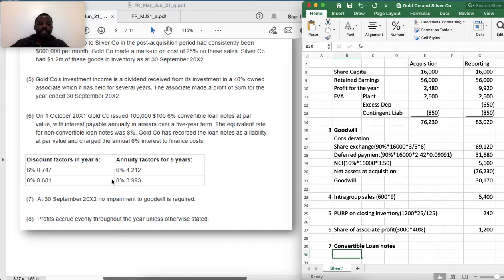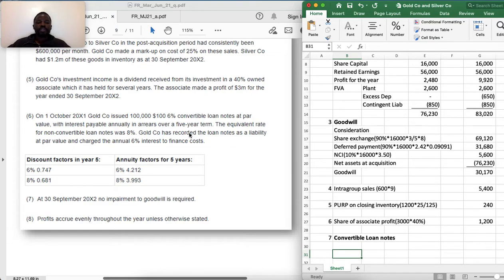Now the convertible loan notes need to be split between the liability component and the equity component. The equity component is also transferred to the statement of SFP as other components of equity, OCE. So the $100,000 convertible loan has to be split into its liability component and its equity component. So we have to do that.